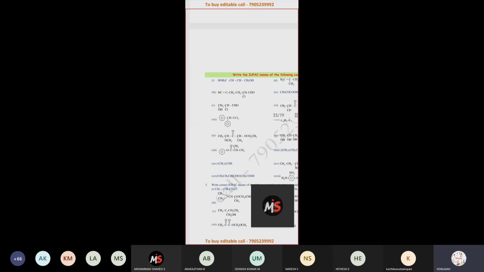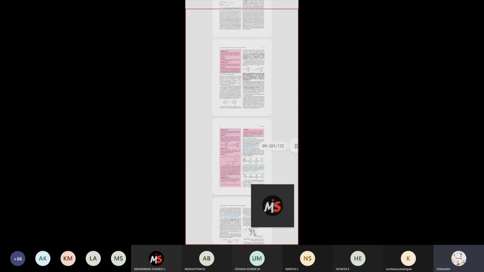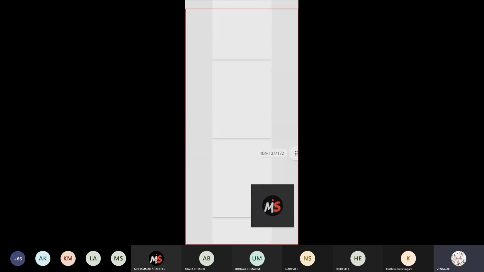Every compound has the naming given, and the compounds are also given. From the exam point of view, how will they ask the questions? If you have the NCERT book, please open our NCERT textbook and see the questions and answers, how they ask questions based on nomenclature.